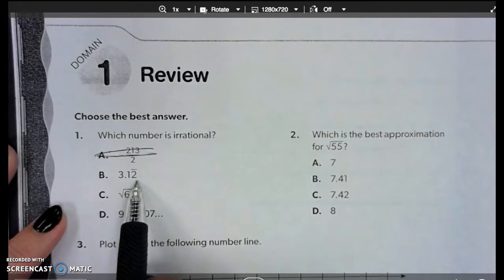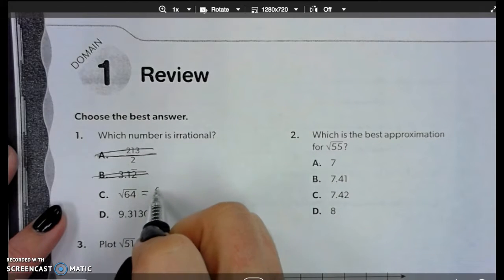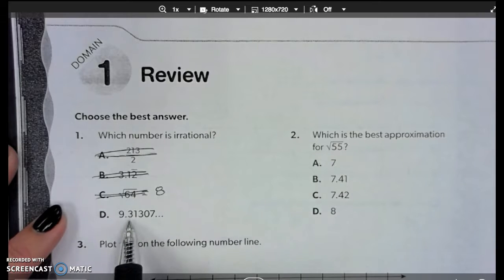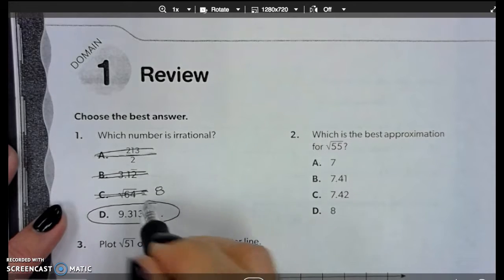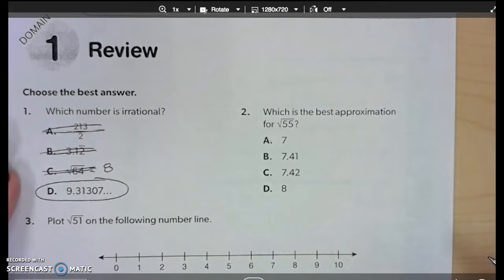B is a repeating decimal, which makes it rational. The square root of 64 equals 8, which is rational. And the only one that has random numbers that goes on forever is D. So D is irrational. What is the best approximation for the square root of 55?